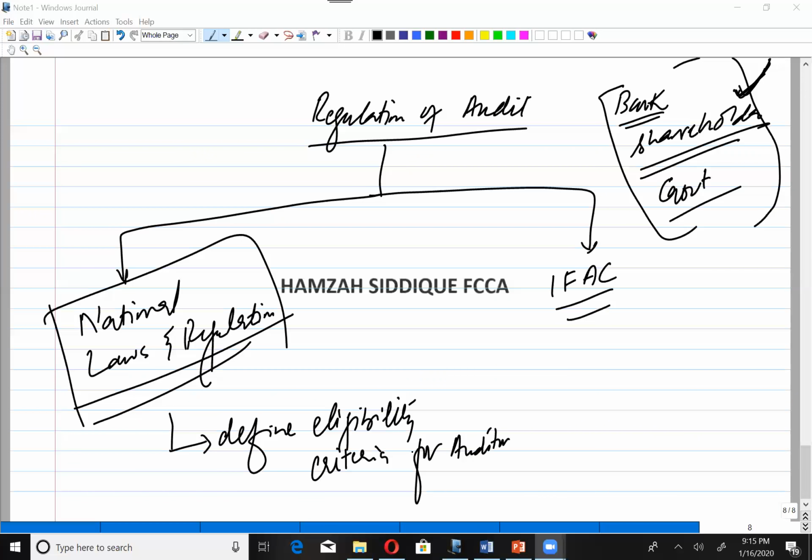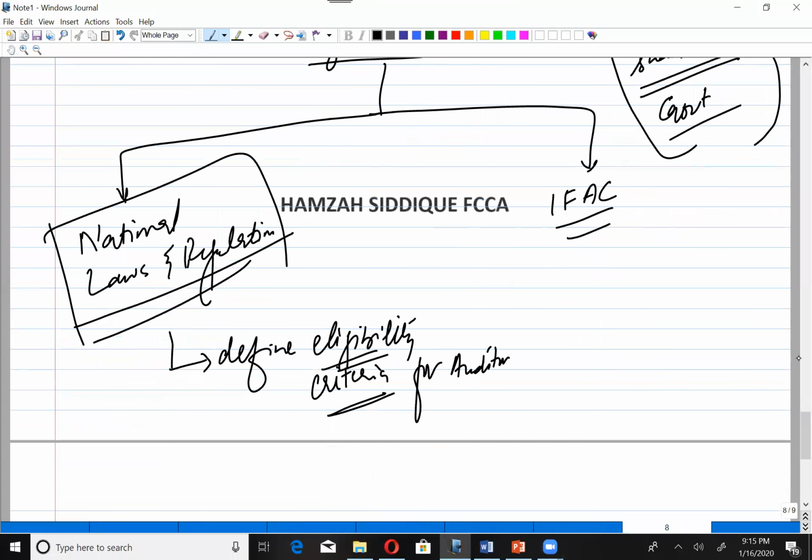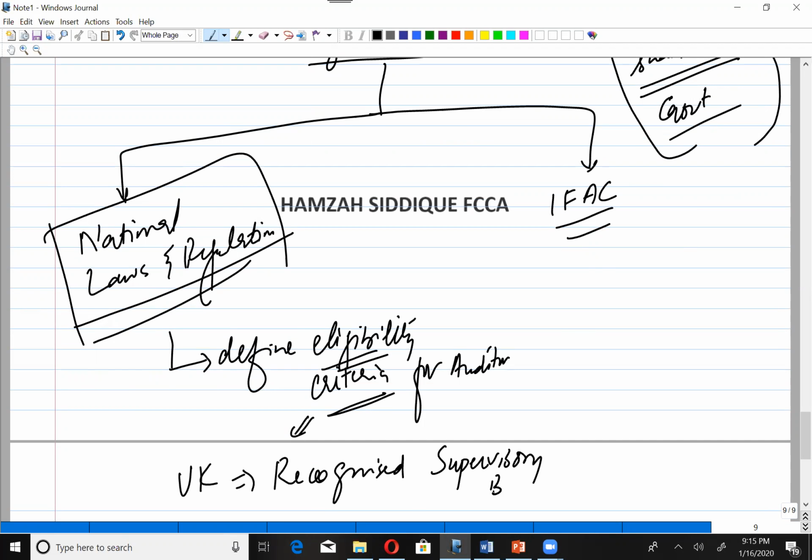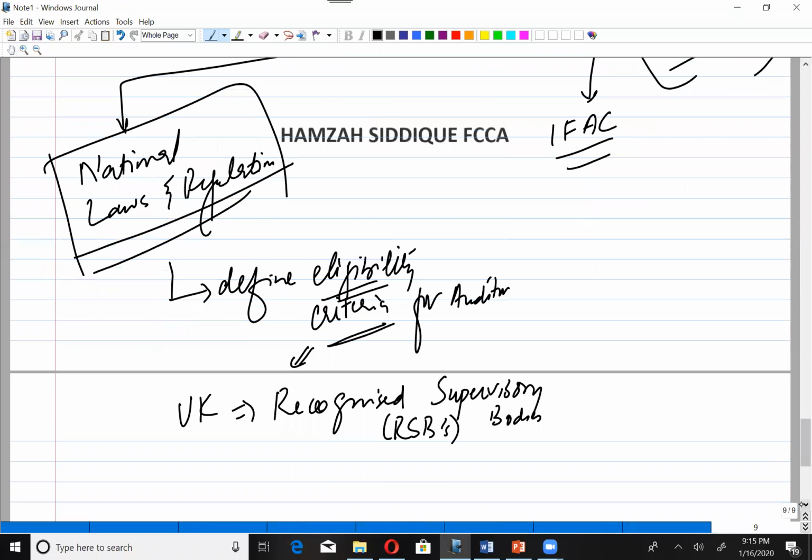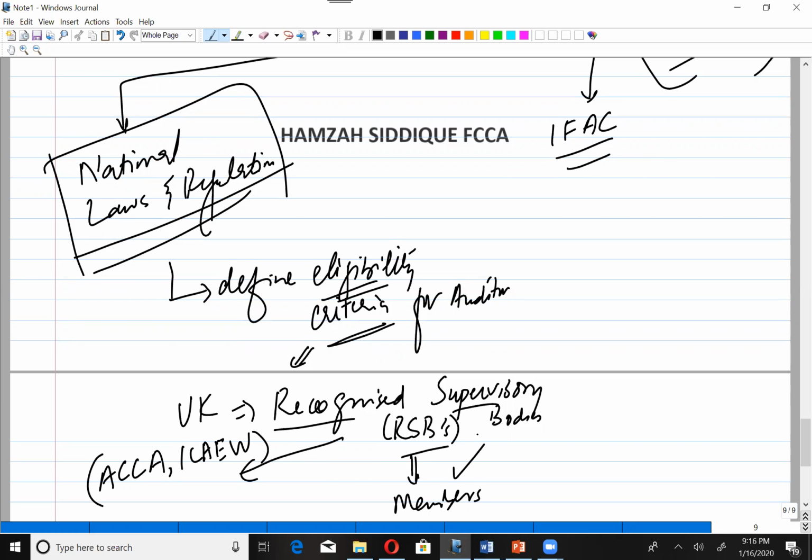So now, define eligibility criteria. Who can act as an auditor? For example, in the UK, there is the concept of recognized supervisory bodies, RSBs, whose members can audit. For example, ACCA and ICAEW are recognized supervisory bodies. Their members can audit over there. So the law recognizes the bodies.